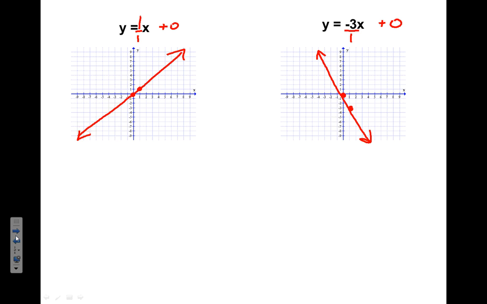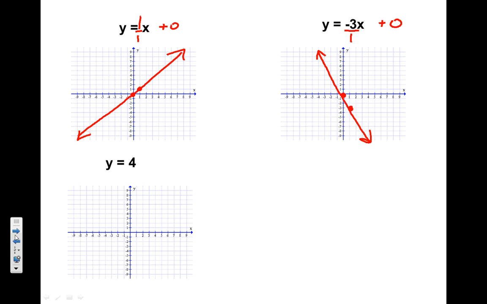Great. Next example, y equals 4. Now with this, notice that there is an x missing. Because there's an x missing, that means the value of m had to have been 0, meaning that there is no slope. In order to graph these, all you have to do on the y-axis is put a 4.